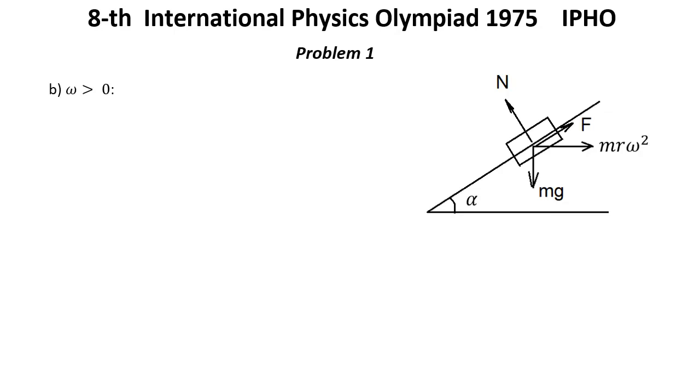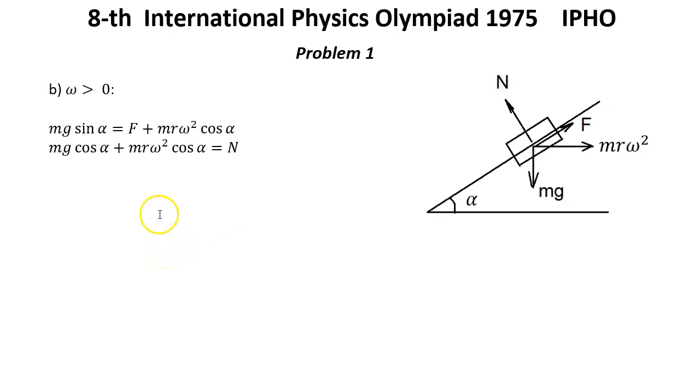Solution for case B, when omega greater than 0. First, we suppose that this r omega square is very small. In that case, force of friction is still going up and to the right, and we can write the expressions for both forces like this. Now in our rotational frame of reference we have additional force m r omega square, which is going out of the center of rotation, and both equations have these expressions.